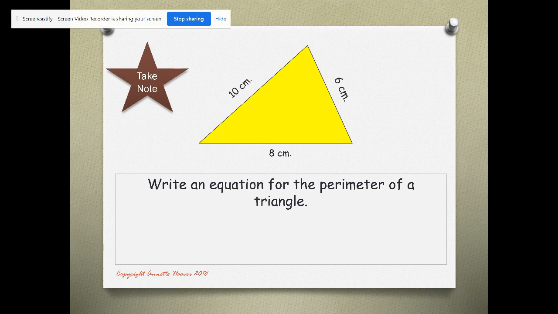Now again, this equation is going to be helpful here in a little bit when we have to find a missing side. So you need to at least be familiar with that equation.